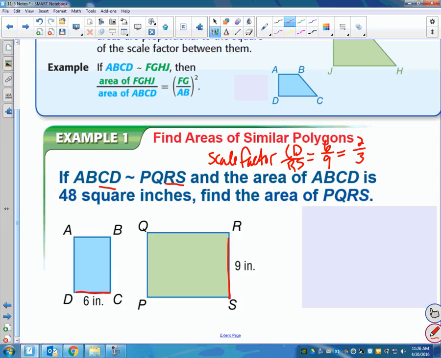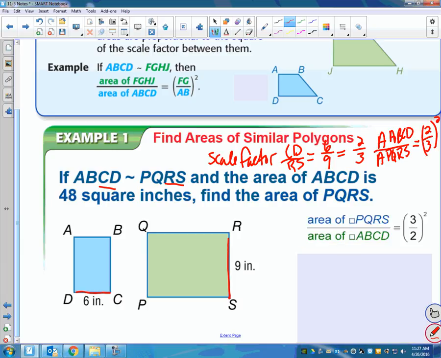The ratio of my areas, I need to square that scale factor, right? So I think I kind of stole this from the book a little bit. It really doesn't matter, right? I'll show you how the book set it up. I would set it up as the area of ABCD over the area of PQRS, and that's going to be equal to 2 over 3 squared. You with me on that?